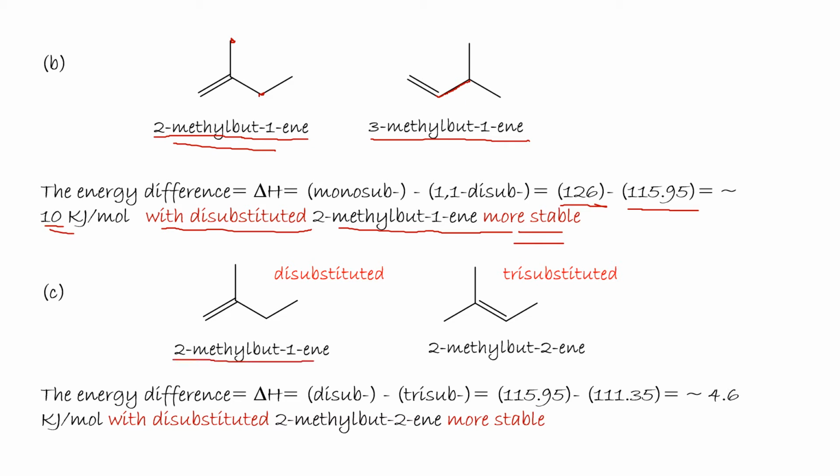2-methylbut-1-ene or 2-methylbut-2-ene. Here is disubstituted, and here is trisubstituted, right? So for the disubstituted 115.95, for the trisubstituted 111.35. So the trisubstituted will be more stable with about 4.6 kilojoule per mole.